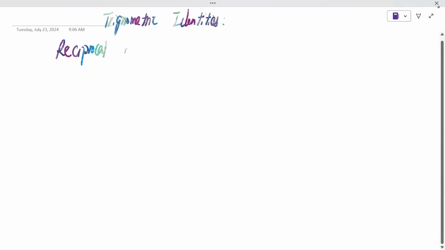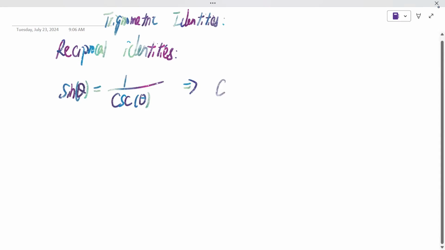Reciprocal identities. So sine theta equals 1 over cosecant theta. Vice versa, meaning if you have cosecant theta, it's also equal to 1 over sine theta. They are reciprocals of each other.